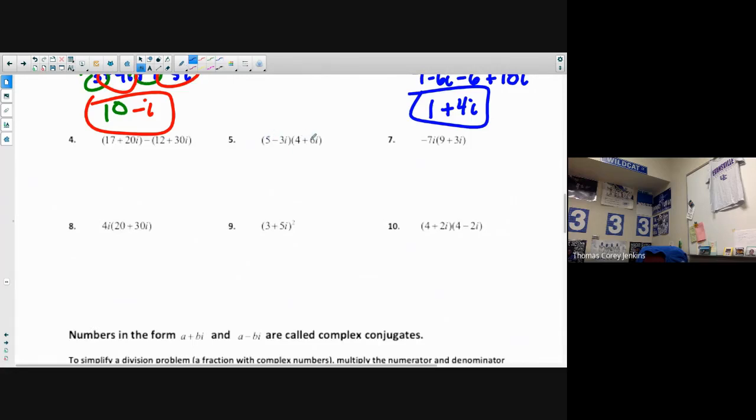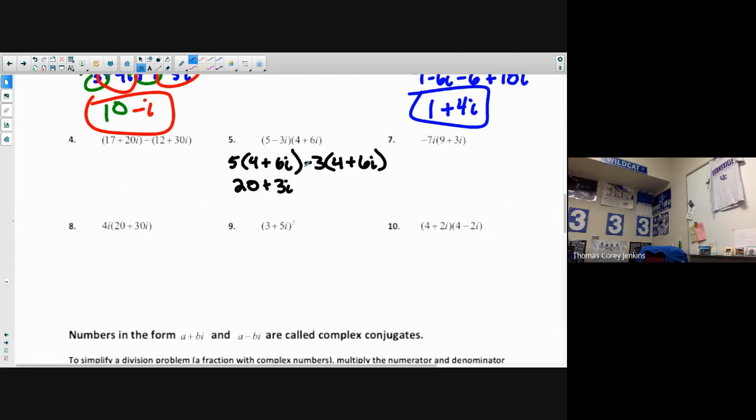So we have 5 times the quantity 4 plus 6i, and then minus 3 times the same complex number. Okay, so just like if it said 5 minus 3x times 4 plus 6x. You do the same kind of math, right? And then we'll combine like terms at the end. So distribute the 5, we get 20 plus 30i.